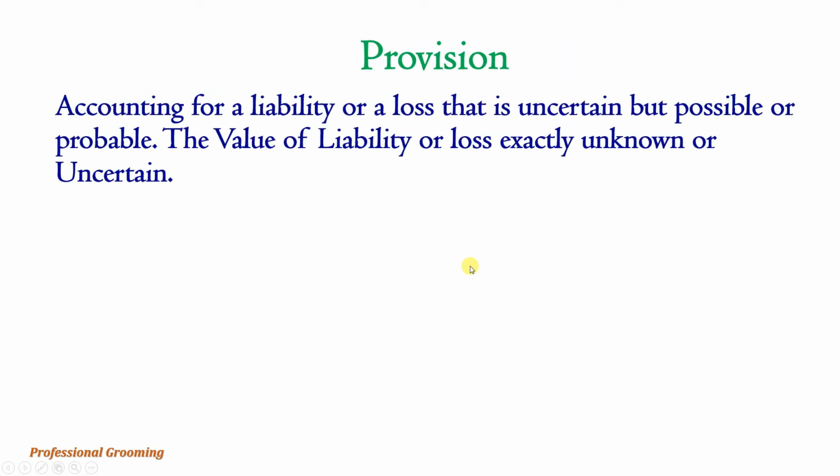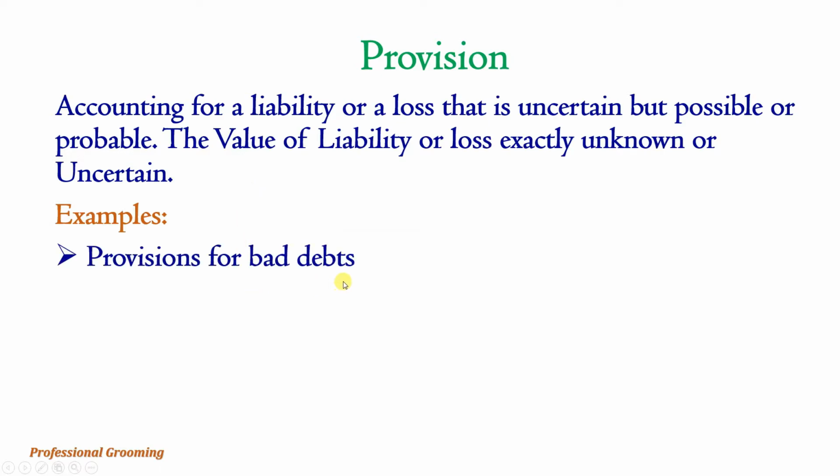Let's head over to the provision. What is provision? Accounting for a liability or a loss that is uncertain. As you can see here, uncertain. In accrual it was certain, but here it is possible or probable. The value of the liability or loss is exactly unknown or uncertain. Examples include provision for bad debts. When we are making provisions for bad debts, we don't know whether our debtor will pay us or not. They might pay us, we don't know, we are not sure. This is the reason we are uncertain.